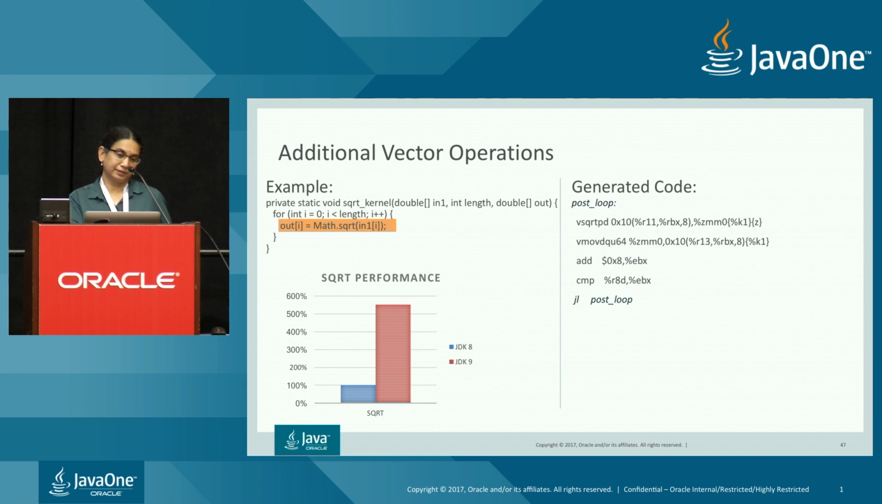We also recognize additional expressions in the vector loop and vectorize the loop. For example, with Math.sqrt, if a square root is performed on every element of the array, that now gets recognized, and we generate a vector square root instruction, the v square root pv. And you can see that going from JDK 8 to JDK 9, we see greater than 5x performance for this loop.